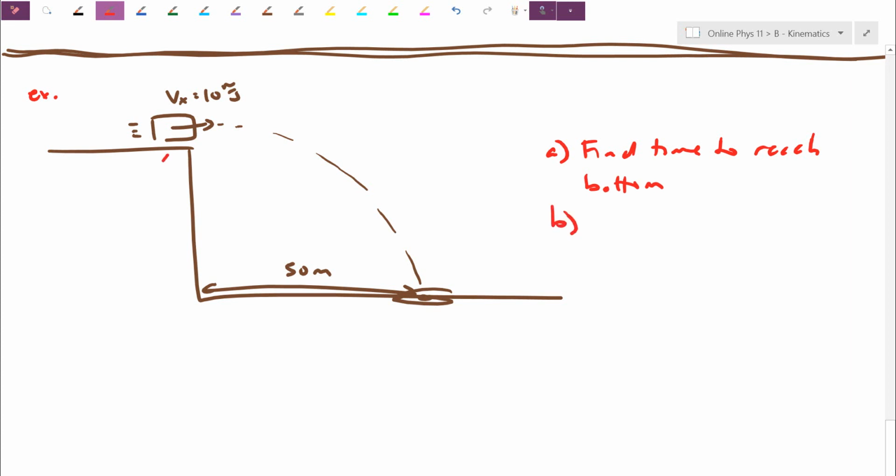B, this time the unknown is actually the height of the cliff. Last time it was, okay, we're 100 meter high cliff. I know in the vertical I have to drop by 100. This time I want you to calculate the height of the cliff.